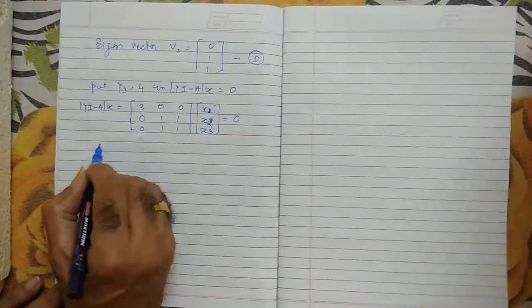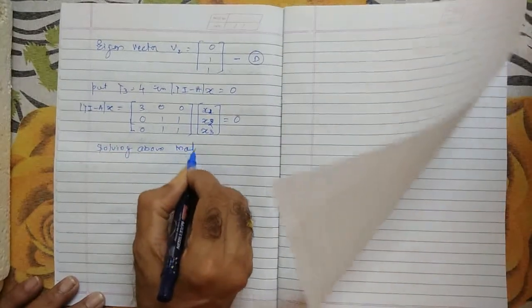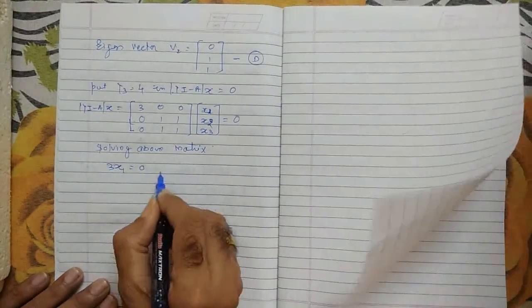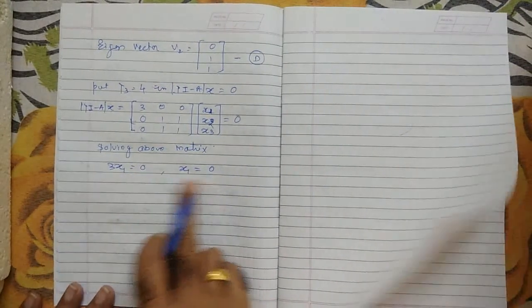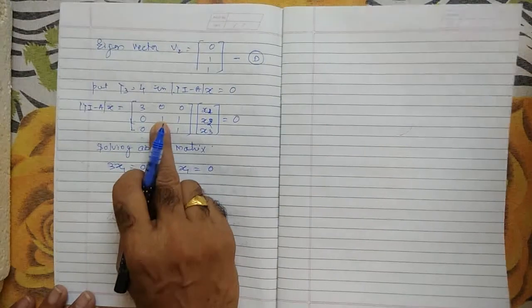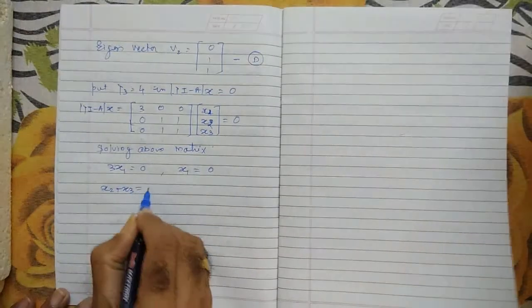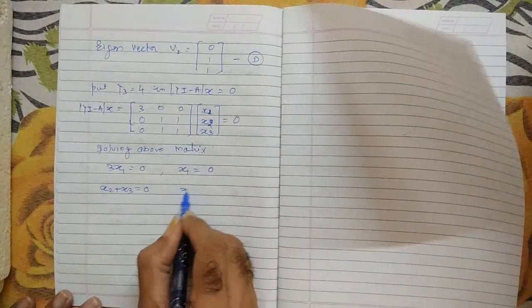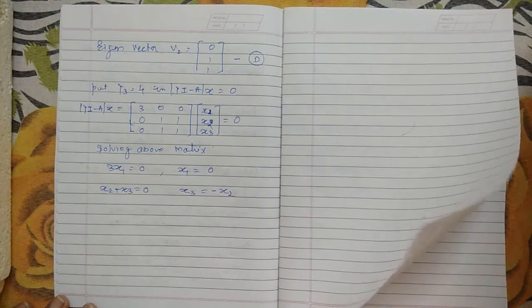So solving the above matrix, we get 3x1 equals 0. So x1 becomes 0. Now see here it is 0, here is 1: 1 into x2 and 1 into x3. So that means x2 plus x3 equals 0, like this one. So x3 equals minus x2.